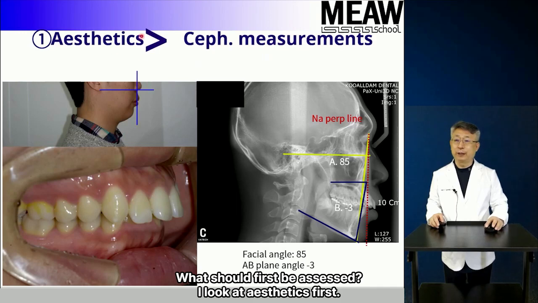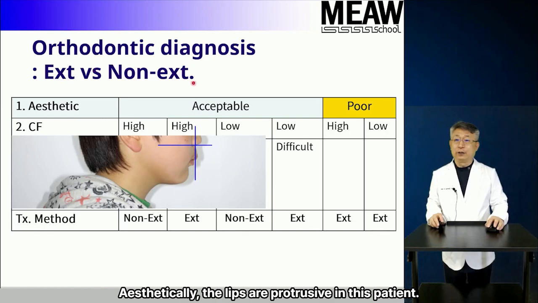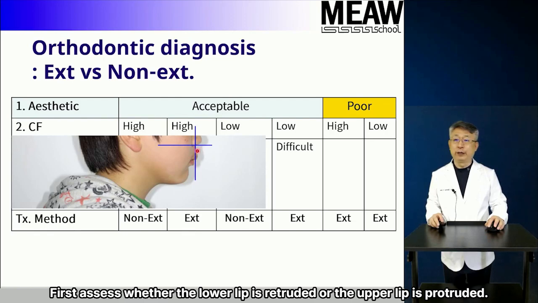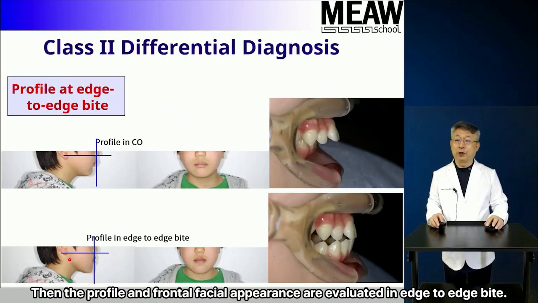What should first be assessed? I look at aesthetics first. Aesthetically, the lips are protrusive in this patient. First assess whether the lower lip is retruded or the upper lip is protruded. Then, the profile and frontal facial appearance are evaluated in edge-to-edge bite.